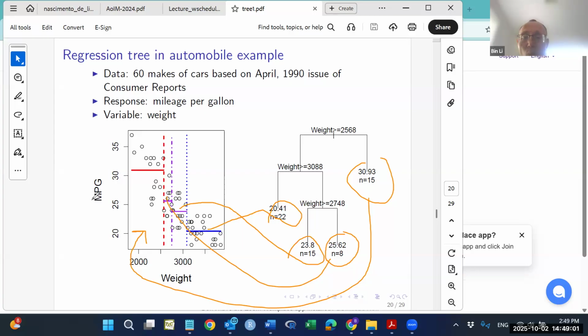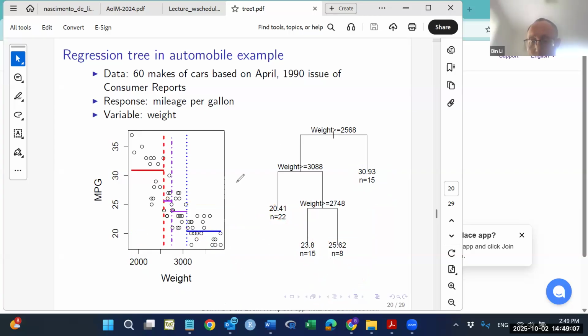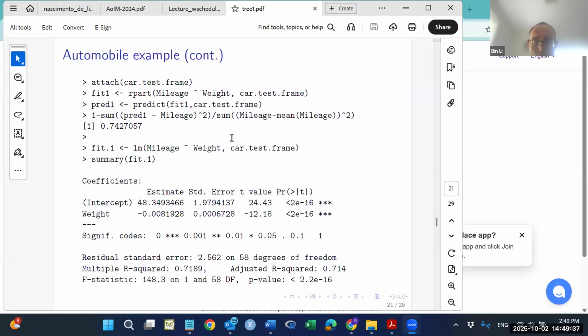So you can see what a tree model looks like in one dimension if we just have one x variable. It's like a step function. You see that? So they use a step function to approximate a linear function. You can see from the plot there is a linear relationship between x and y. And of course, you cannot fit a linear model using a tree, so you use a step function to approximate that. That's just a regression tree.